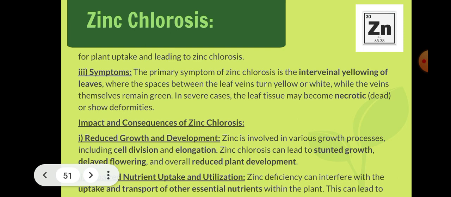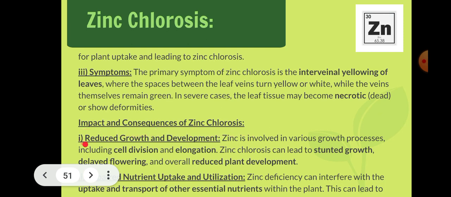The symptoms include mainly the interveinal yellowing of the leaves, where the spaces turn yellow or white while the veins remain green. In severe cases, the leaf tissue can also become necrotic or show different kinds of deformities. Necrosis is the process in which the tissues become dead. Next, I will move towards the impact and consequences of zinc chlorosis.